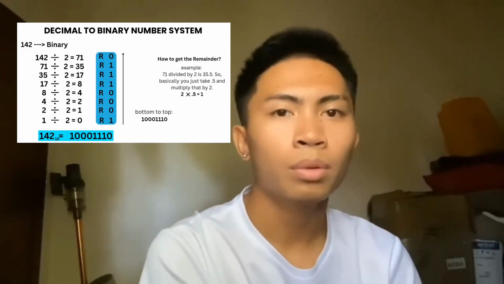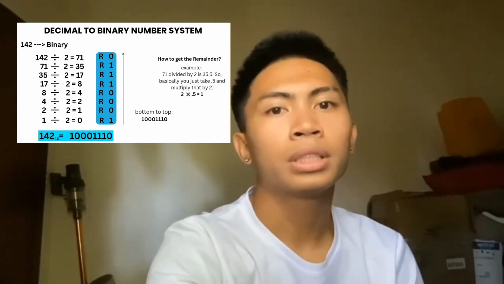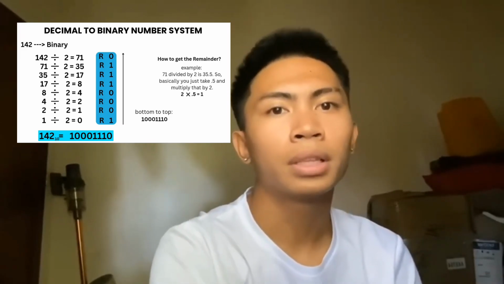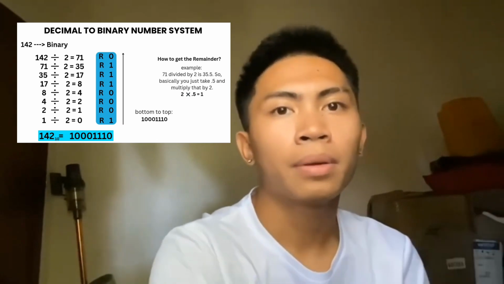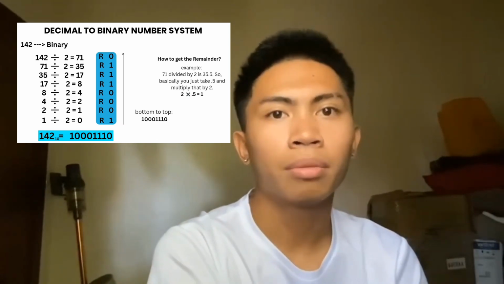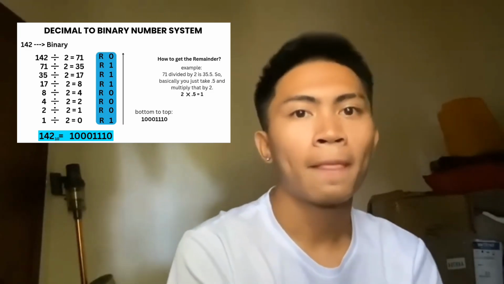Next, let's move to our second example, which is 142. We'll do the same process. 142 divided by 2 is 71, remainder 0. 71 divided by 2 is 35, remainder 1. 35 divided by 2 is 17, remainder 1. 17 divided by 2 is 8, remainder 1.